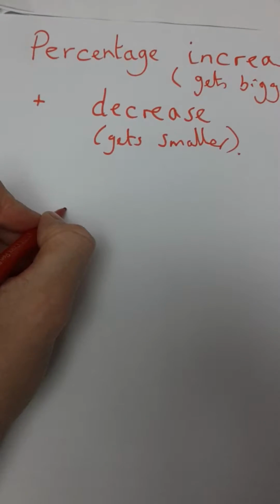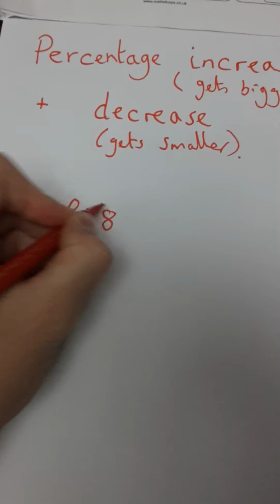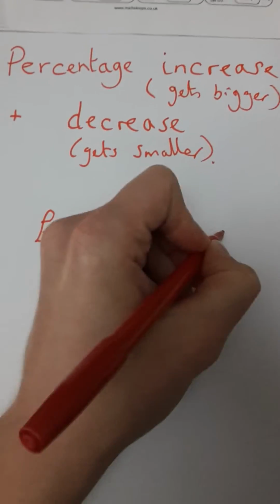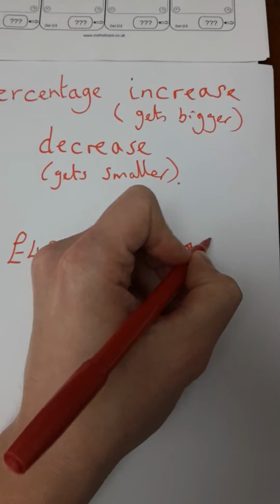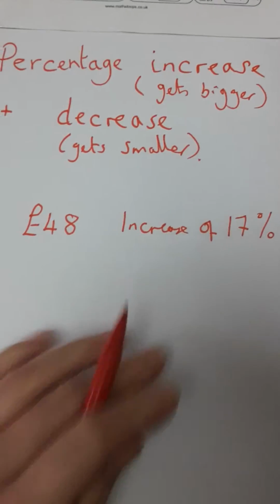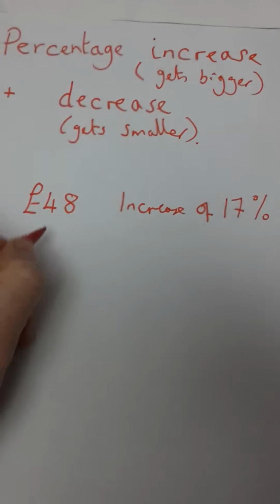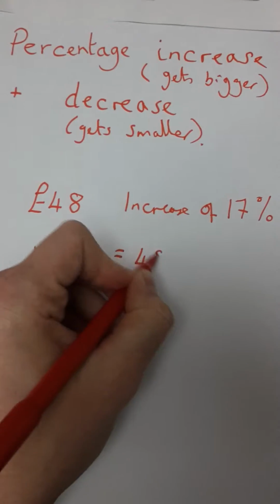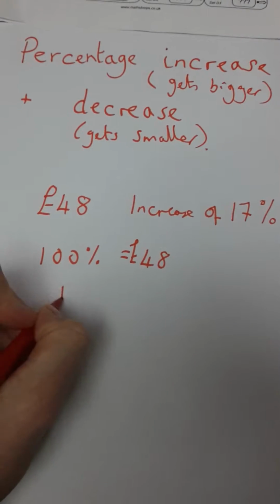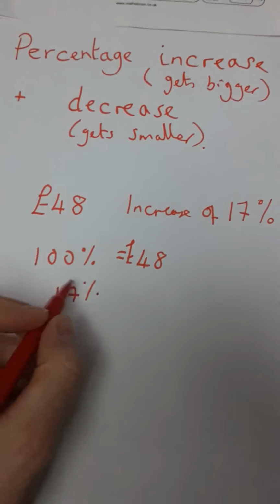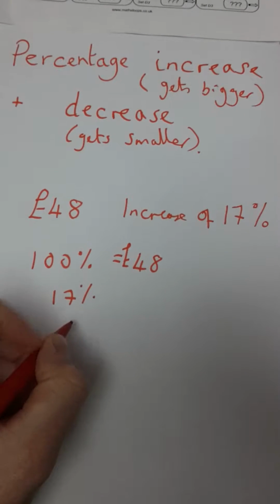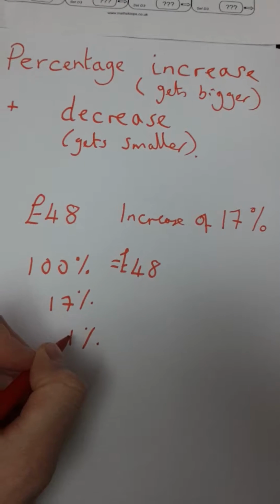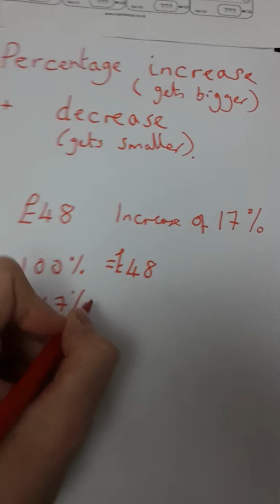Now, an example of this would be if we took £48 and we had an increase of 17%. This means that 100% is worth £48, and then we're going to add 17% on top. So what we can do is work out what 1% is, and then once we've got 1%, times it by 17 and add it on.